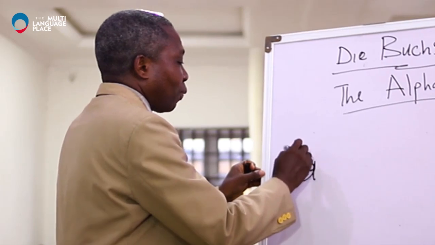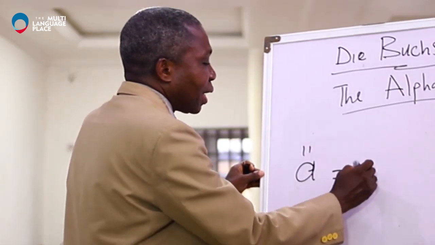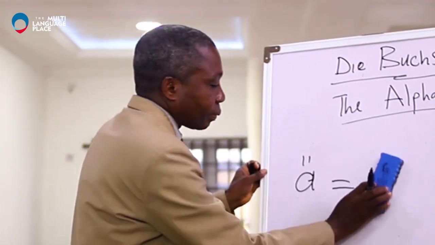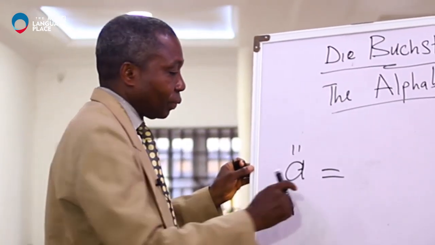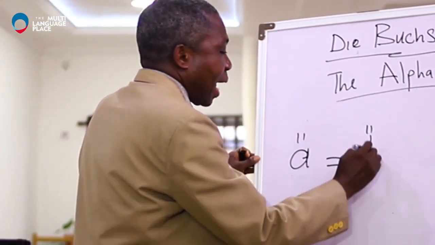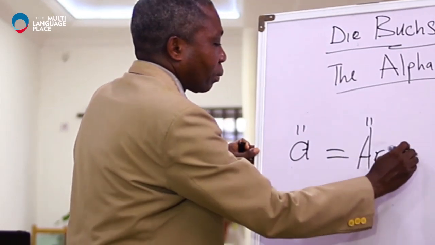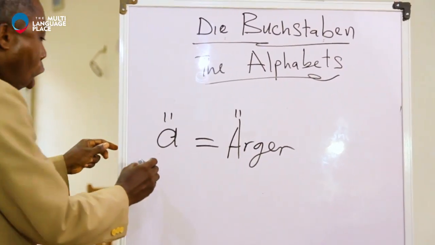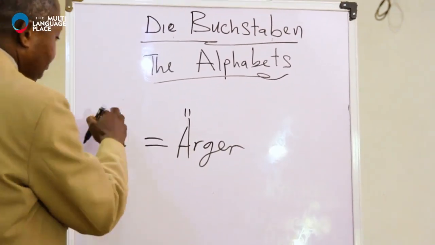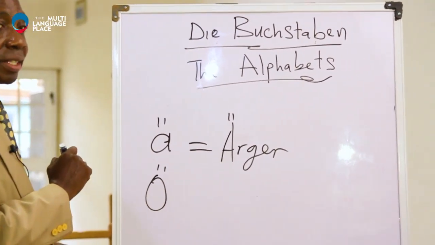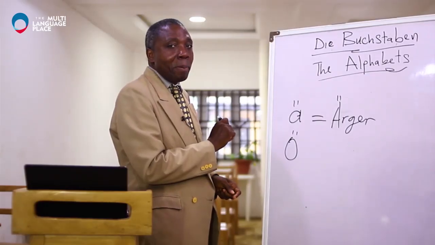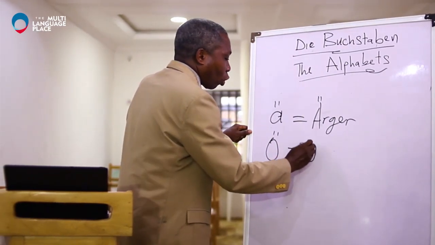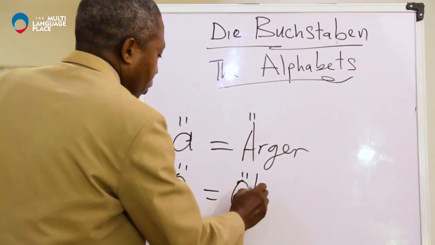So we have A, V, Ärger. A, V, Ärger. That's the first one. And then the second one is O. Don't forget what I told you about the sign on them. That is Umlaut. We call it Umlaut in German. And this is Ökonom. Ökonom.